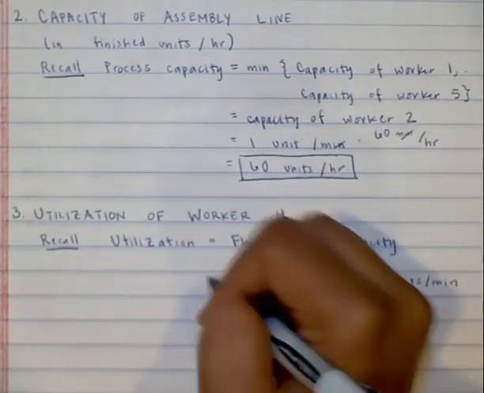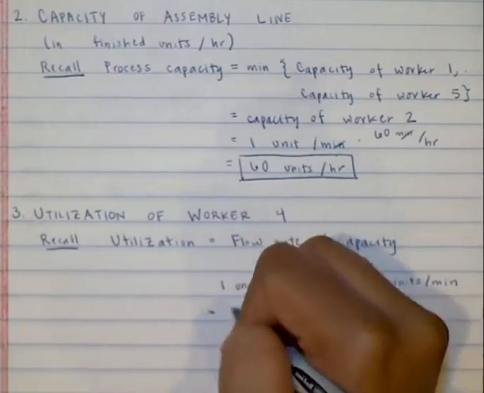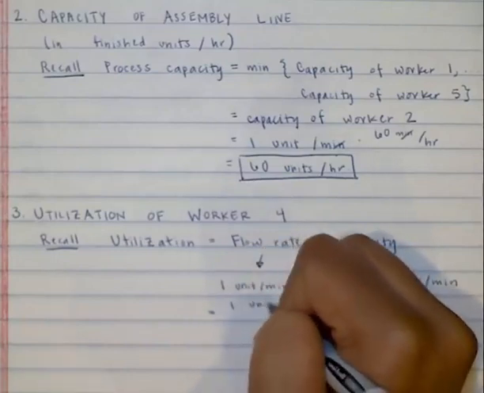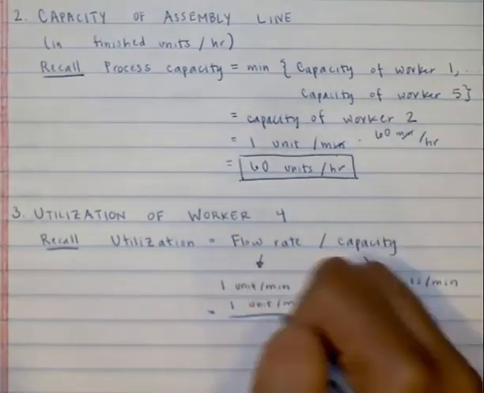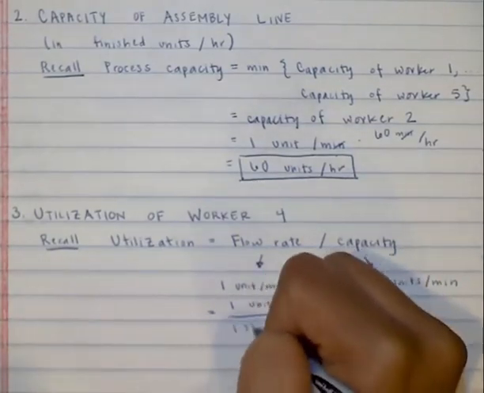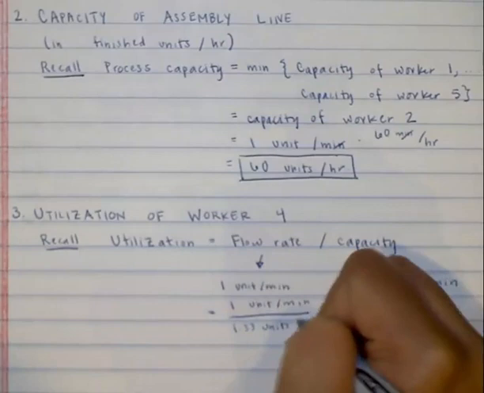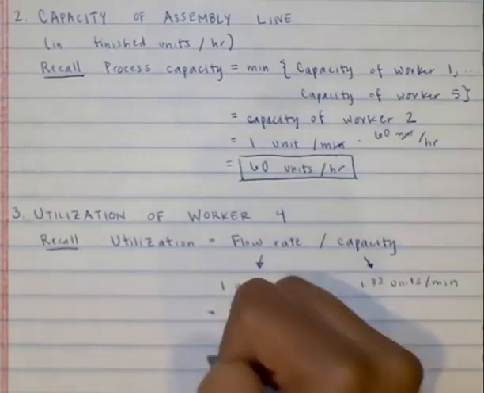So we have 1 unit per minute over 1.33 units per minute. And this is simply equal to 0.75.